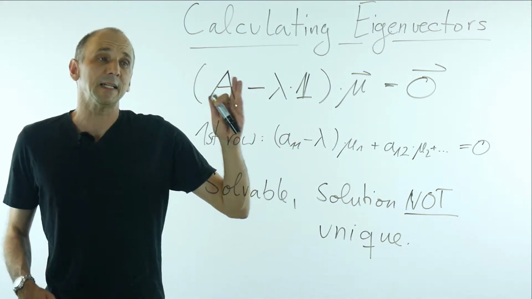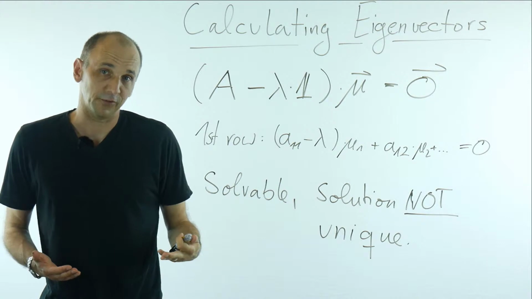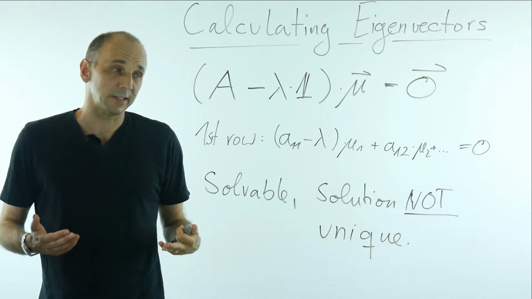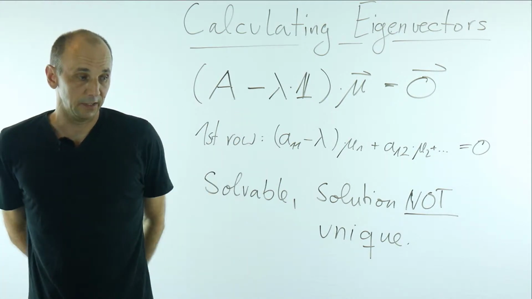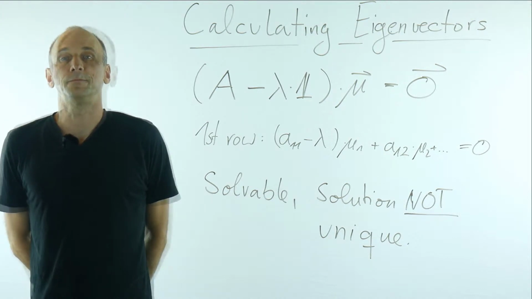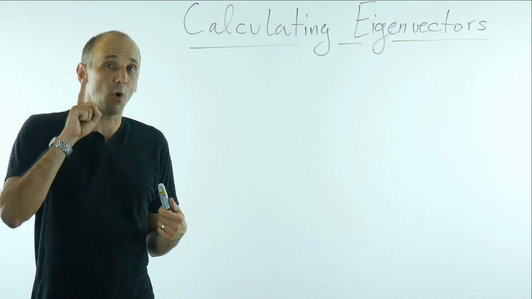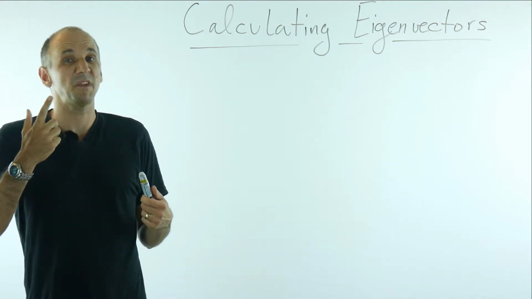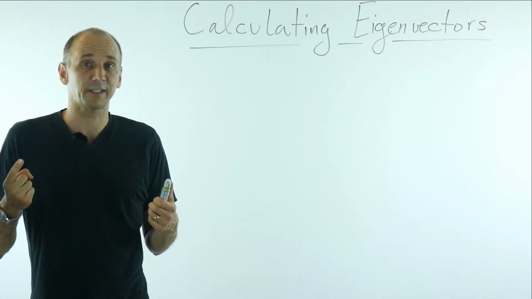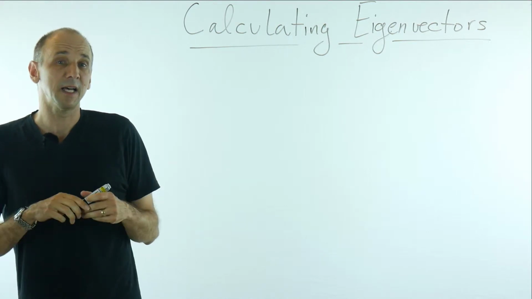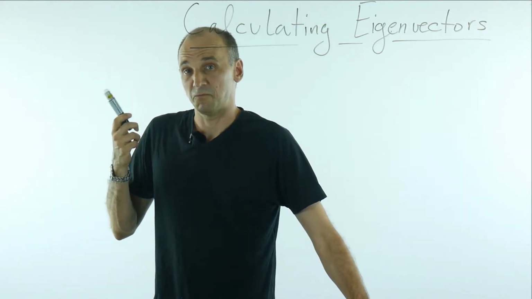We will find an infinite number of solutions. And why that's the case, we will see in a moment. The solving of the eigenvectors gives you 1 degree of freedom. This is effectively the length of the eigenvector. The direction will be defined, but the length is free to choose.